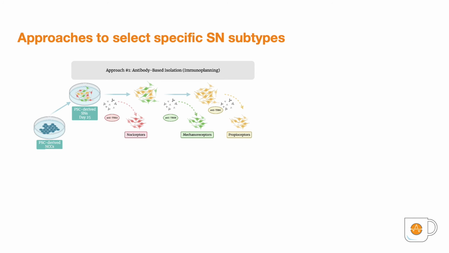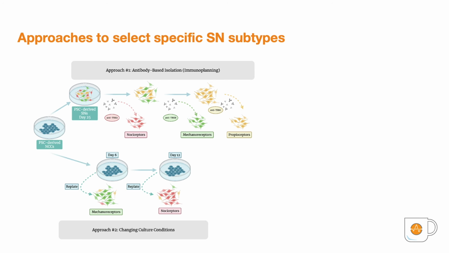Finally, we developed 2 methods to select for specific neuronal subtypes. First, we use immunopanning to isolate individual subtypes using antibodies against the surface markers TrkA, TrkB, and TrkC, which are expressed in nociceptors, mechanoreceptors, and proprioceptors respectively. Second, we changed the date when we replated the neural crest cells to push the differentiation towards mechanoreceptors.